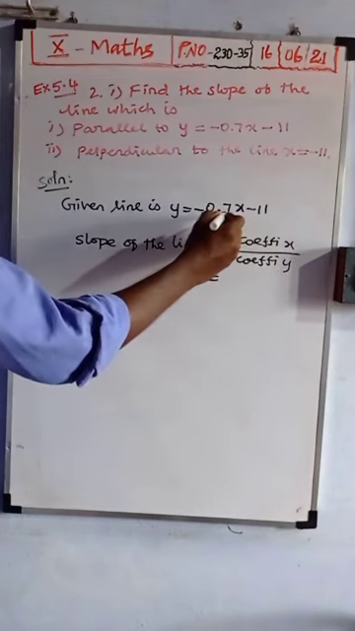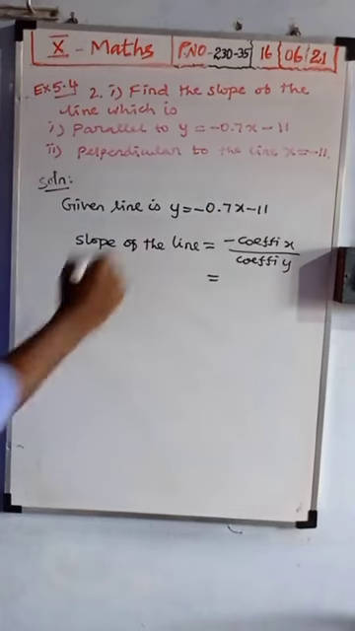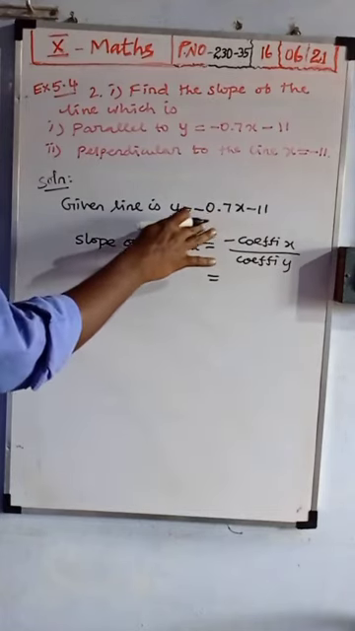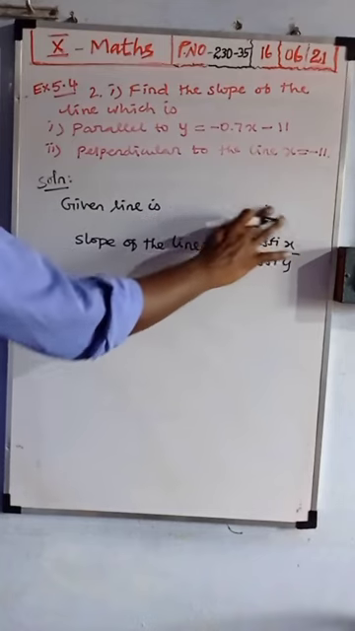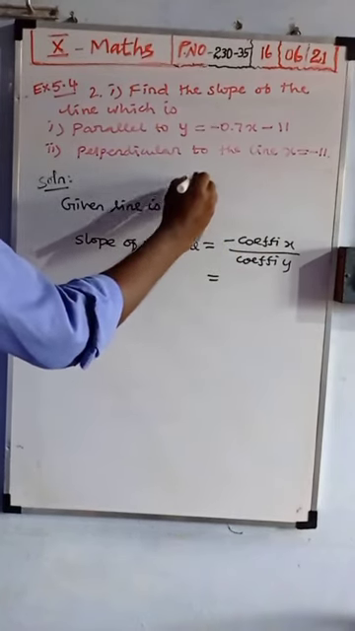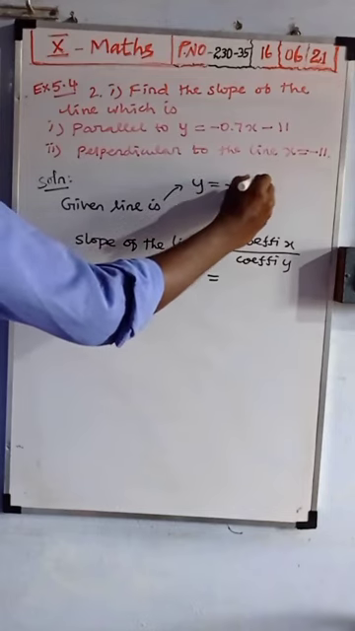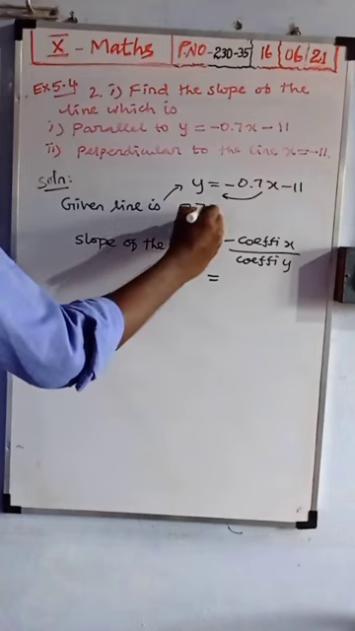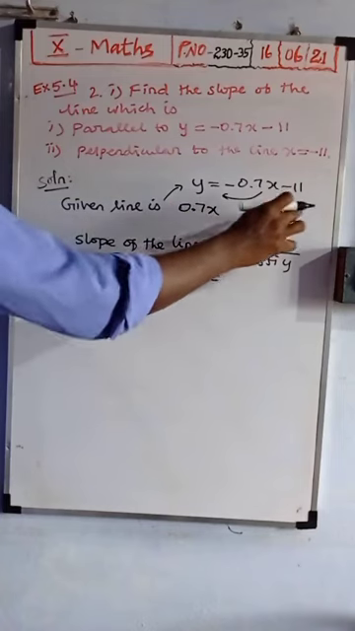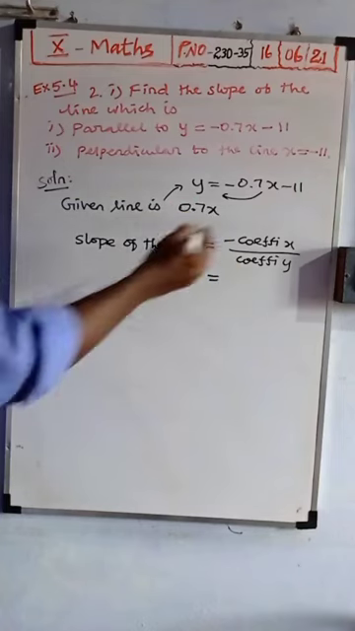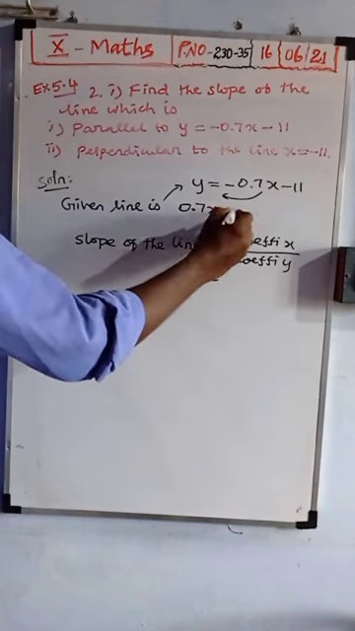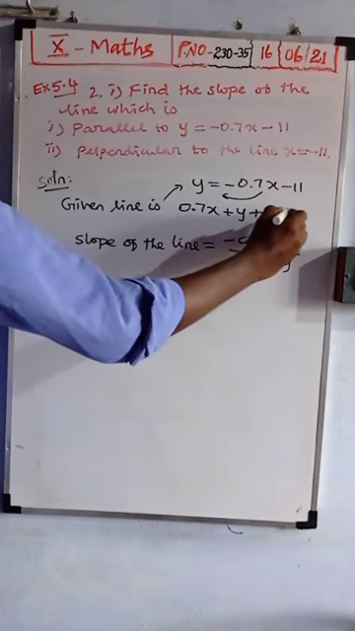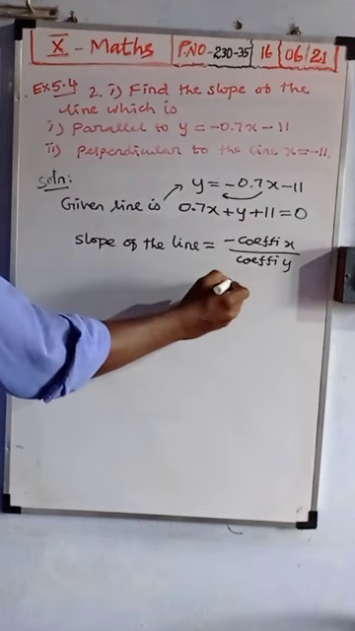So you should bring everything to one side. The given line is y is equal to minus 0.7x minus 11. Bringing the 0.7x to this side, using this formula, the right-hand side should be 0. That means minus 0.7x plus y, and this side comes plus 11, is equal to 0. Now you should write it.